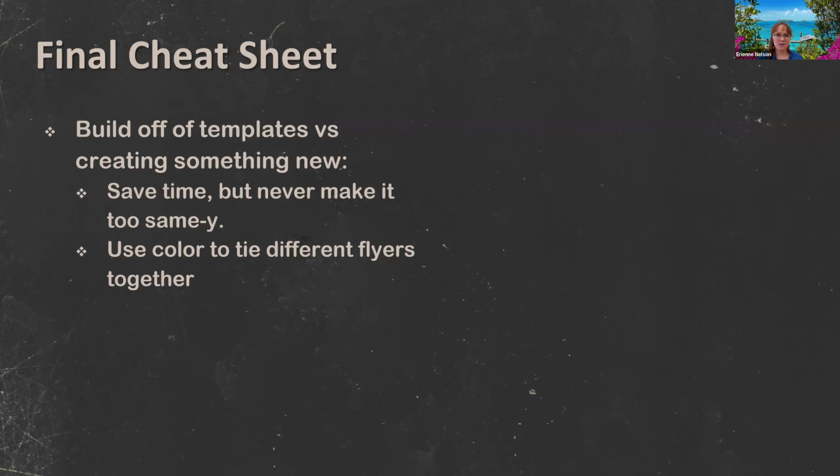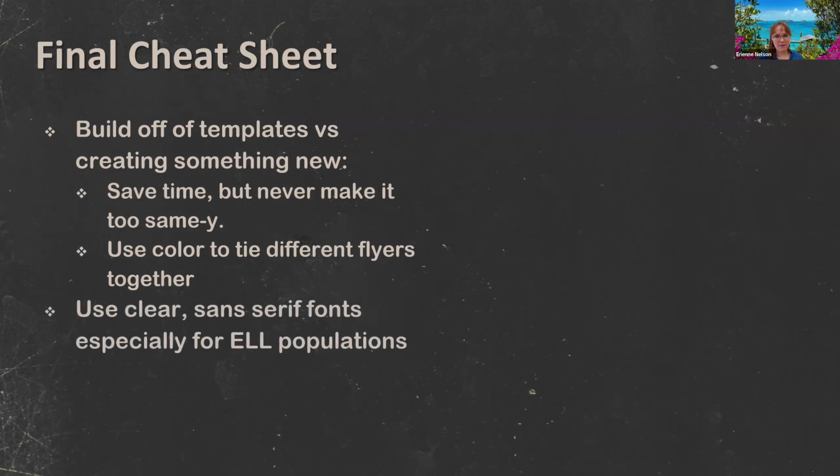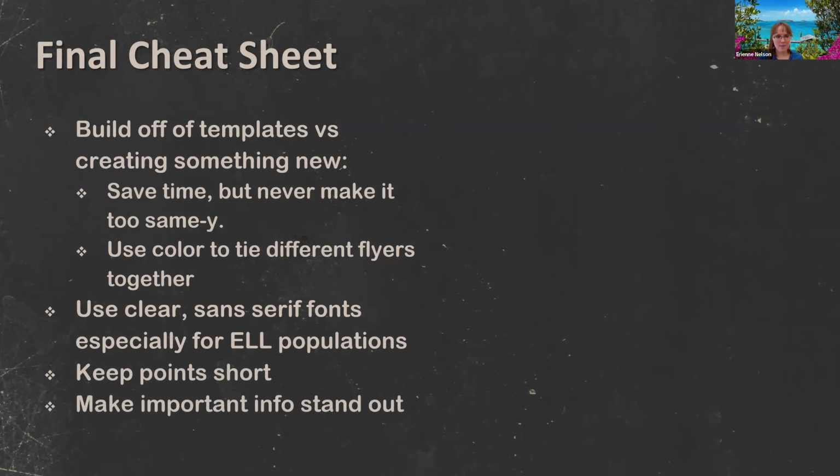I recommend personally using color to tie different flyers together. If you have a specific font that you like and you know people can easily read, use it over and over and over. Be very clear, and oftentimes try to go out of your way and make sure you're using sans serif fonts, especially if you're dealing with ELL populations. Keep your bullet points short, brief. Make your important information stand out by highlighting it, putting it front and center, and don't just hide it at the bottom of the page in a corner where no one's going to see it.